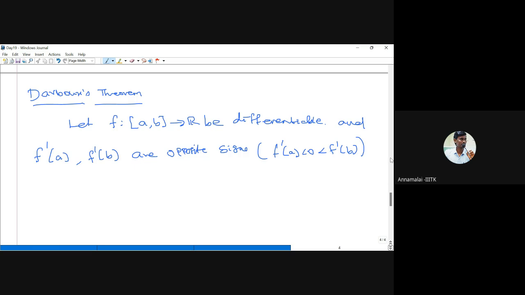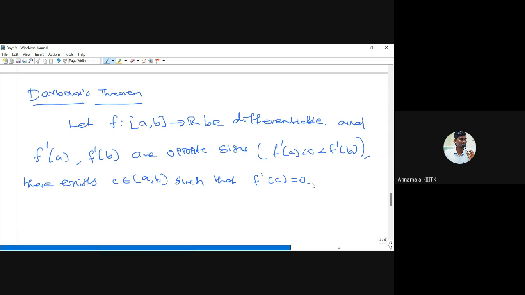Then there exists c in the open interval (a, b) such that f dash of c equals 0. So this is the Darboux theorem. Darboux theorem is nothing but the mean value theorem or the intermediate value theorem for the derivative of a function. That's a very important thing.